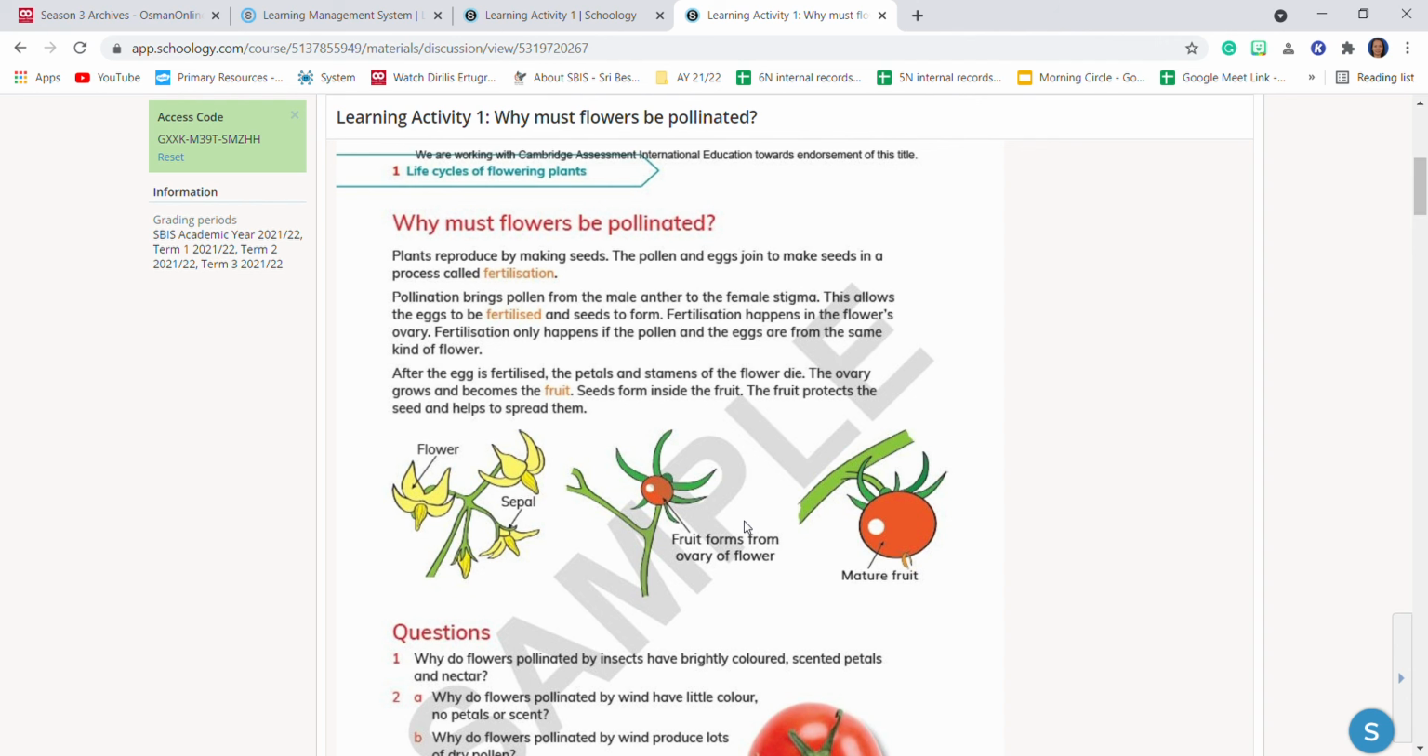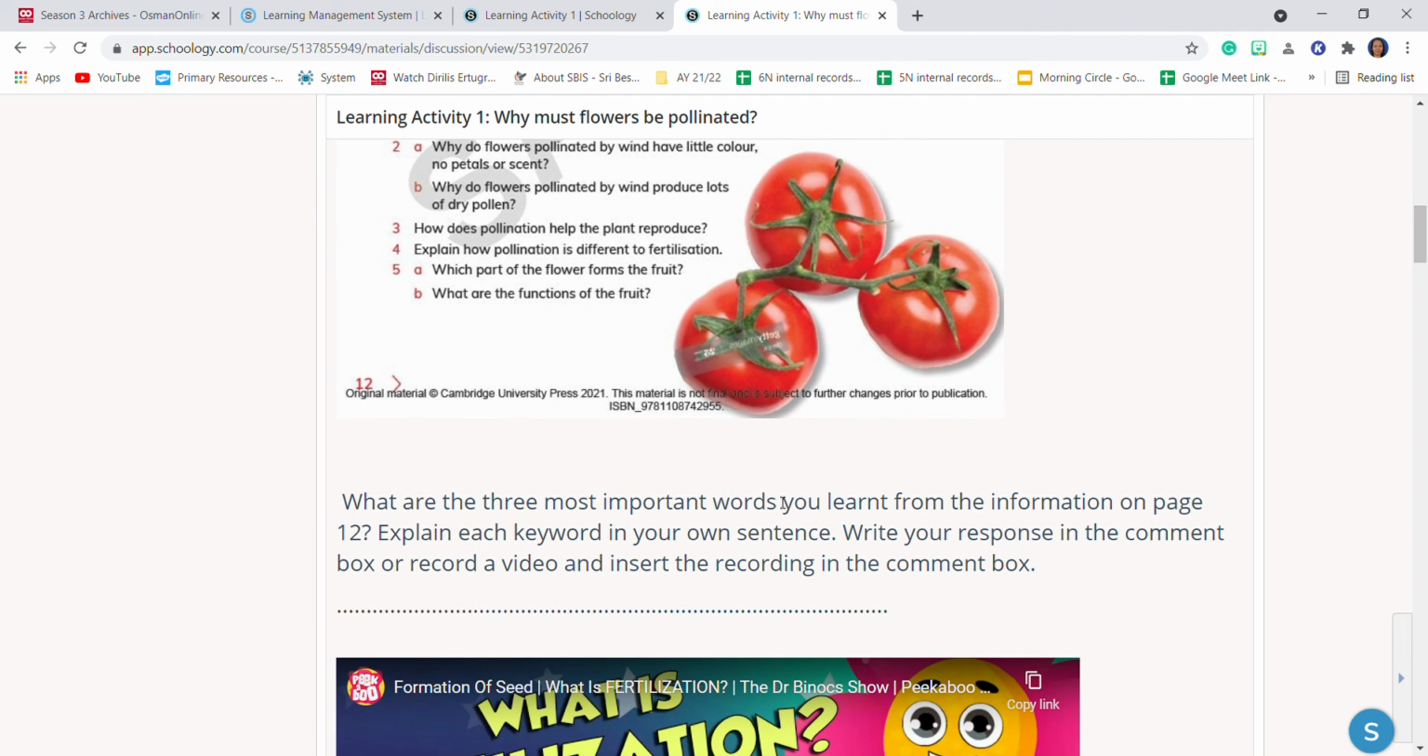So these seeds, after eating, where do you put the seed? You throw them away, right? These seeds are dispersed or spread into different areas so that they can regrow into another plant. So why must flowers be pollinated? It is important that flowers be pollinated, because if there's no pollination, then fertilization will not take place. So they are two very important processes, pollination and fertilization.